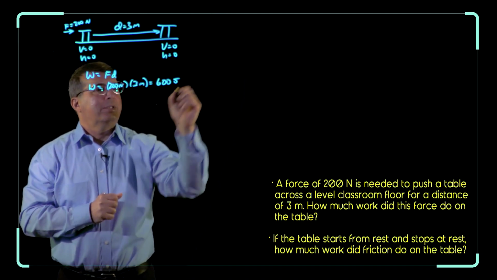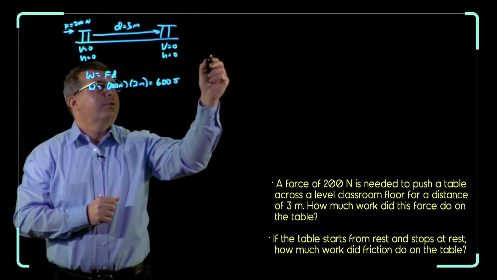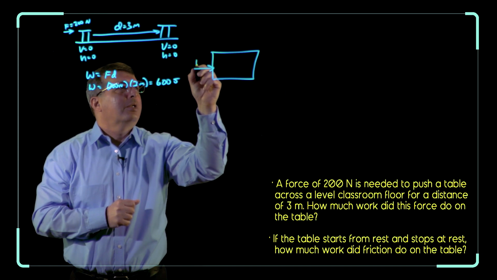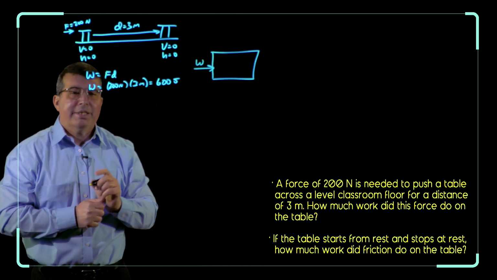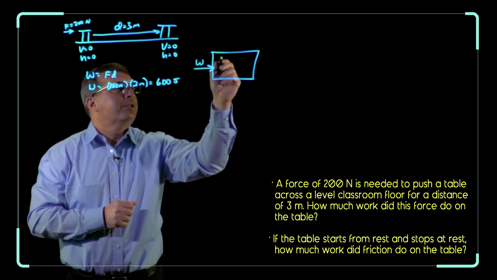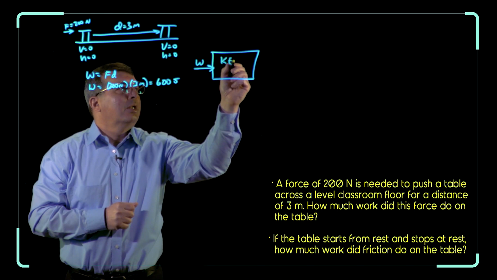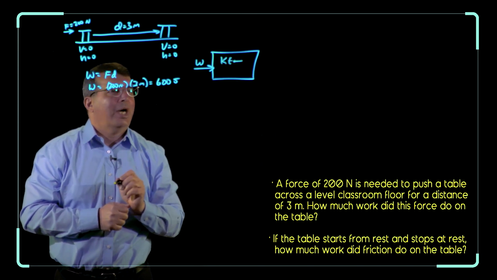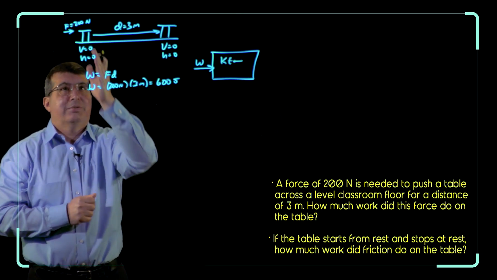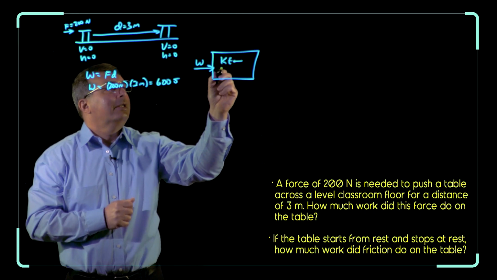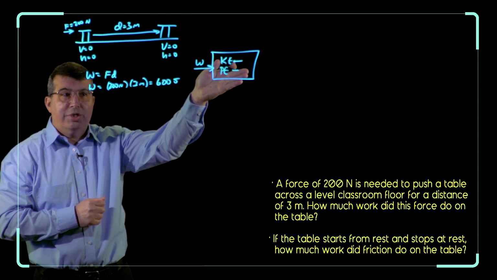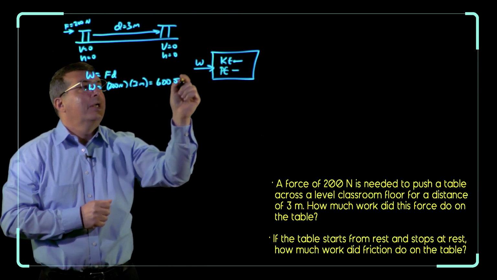Okay, so for that, let's draw our energy diagram. Okay, we did some work on the table, but the kinetic energy did not change. The table was at rest and the table wound up at rest. So kinetic energy was constant, didn't change, and neither did the potential energy change. It was at zero height to begin with, zero height at the end. So the potential energy also didn't change. So work put energy in, we put in 600 joules of energy.